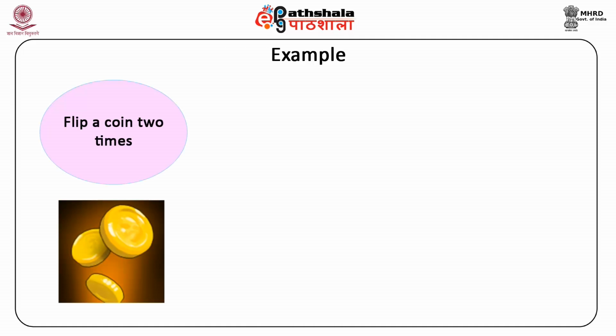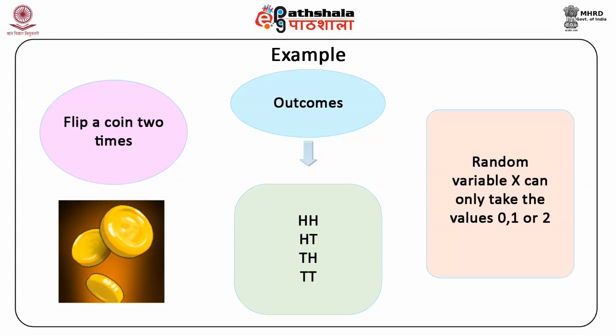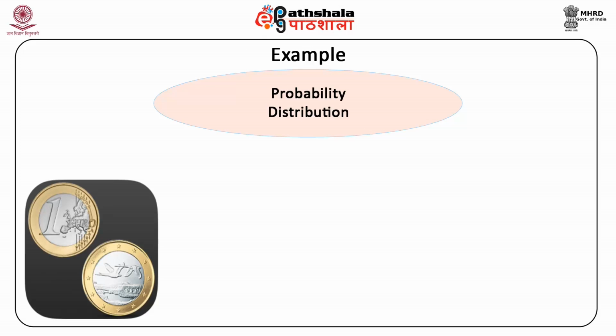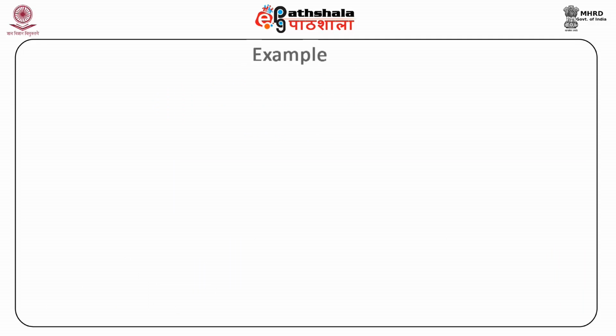Suppose you flip a coin 2 times. This simple statistical experiment can have 4 outcomes: HH, HT, TH, TT. Now the random variable X represents the number of heads that result from this experiment. The random variable X can only take the values 0, 1 or 2, so it is a discrete random variable. The table represents a discrete probability distribution because it relates each value of a discrete random variable with its probability of occurrence. In this example, we have the probability for all possible outcomes of the number of heads. The probability of getting 0 heads is 0.25, of getting 1 head is 0.5, and that of getting 2 heads is 0.25. Let us look at another example.